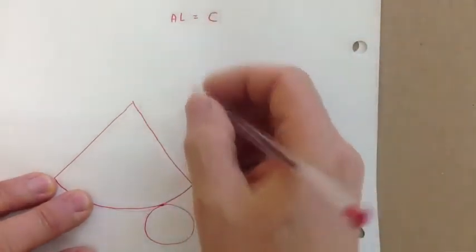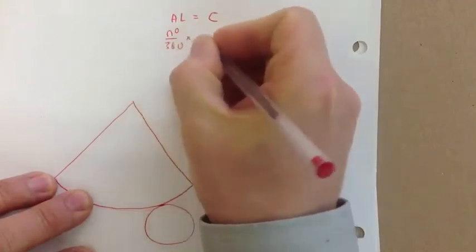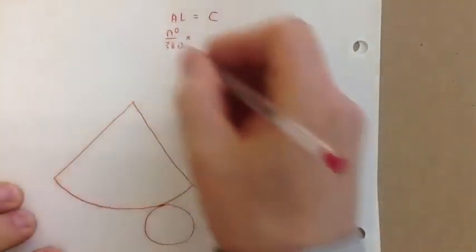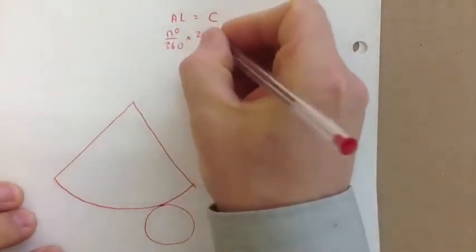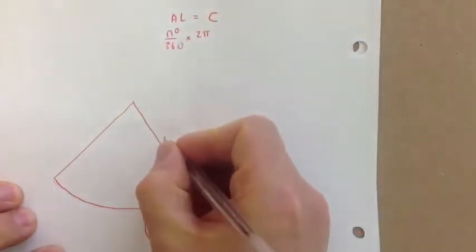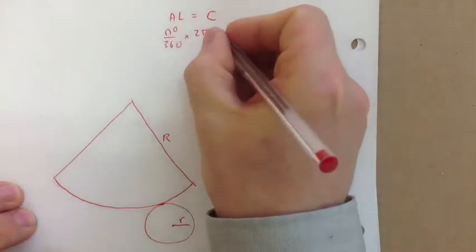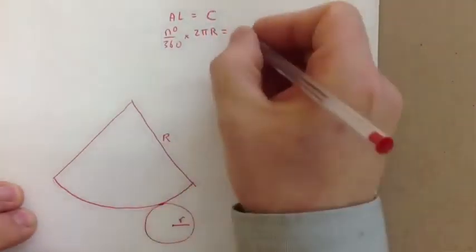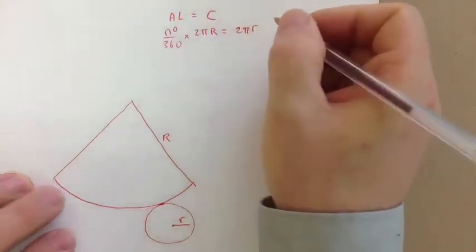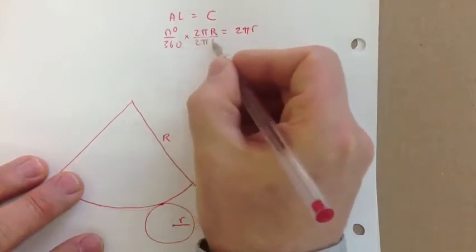Now the arc length is going to be n degrees out of 360 times the total circumference of the arc, times 2 pi. And I'm going to call this the slant height, just in this diagram, I'm going to call it big R, and I'm going to call this little r. Okay, times 2 times pi times big R is equal to the circumference of the base, which is 2 pi little r. Okay, I'm going to get rid of this 2 pi big R by dividing both sides by 2 pi big R.